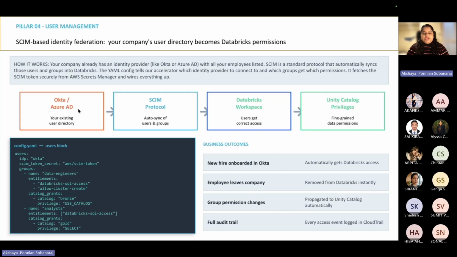For example, you get your employees who are in Okta or Azure AD directly through the SCIM protocol. You will sync it with your users and groups in the Databricks workspace, so users will get the correct access. Maybe you assign them certain entitlements. With that, they will know what clusters they can access and what catalogs they can access in the catalog grants, right? All these will be provided, and with that, you can manage them in fine-grained detail. So user management is also enabled through this accelerator.